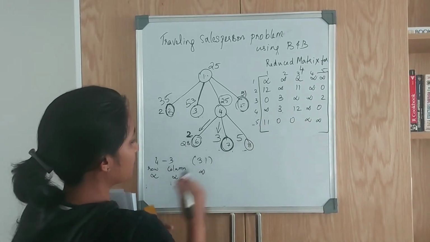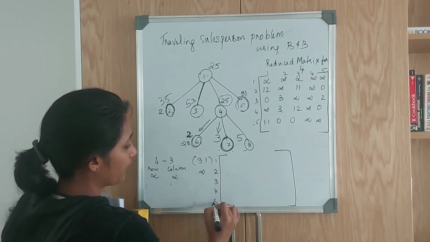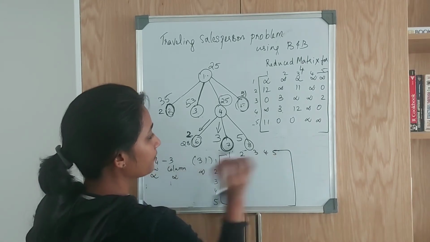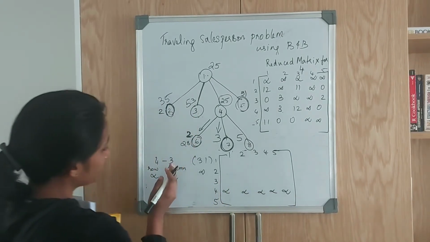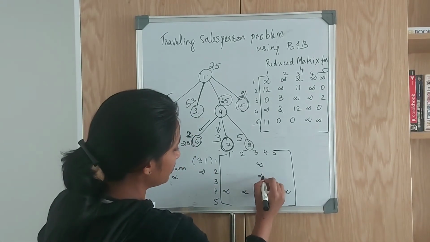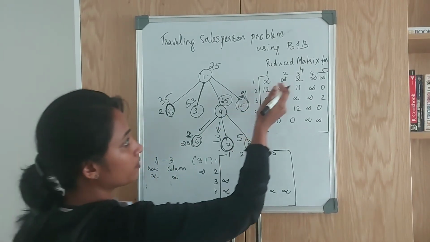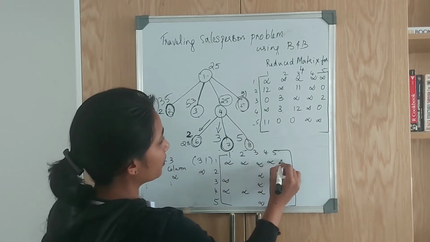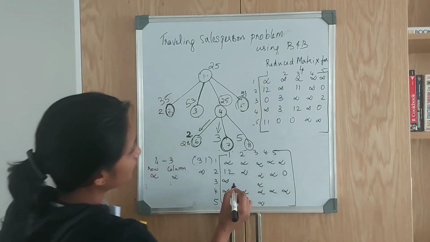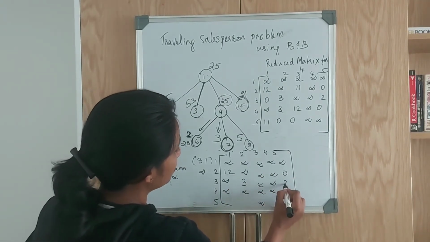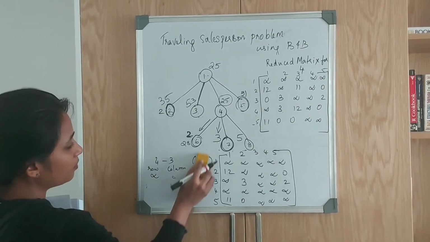So you're going to follow the same step here. Same step, 1, 2, 3, 4, 5. Okay. Fourth row, infinity. Third column, infinity. 3, 1, infinity. And whatever is pending, we are going to just copy it over here. 12, infinity. Infinity, 0. This is 3, infinity, 2. And this is 11, 0. Infinity, infinity.